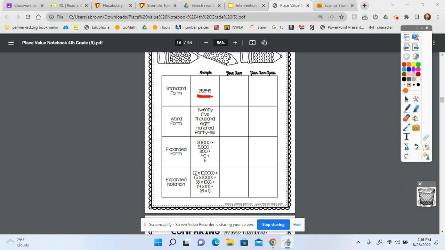25,846. And then we have that number in word form. And then here's an example of it in word form. Expanded form, that's where we just add each of the place values right here. There's the same number written in expanded form. And then last, expanded notation. For that expanded notation, you're going to have to write pretty small. So we're going to start and do an example of this.